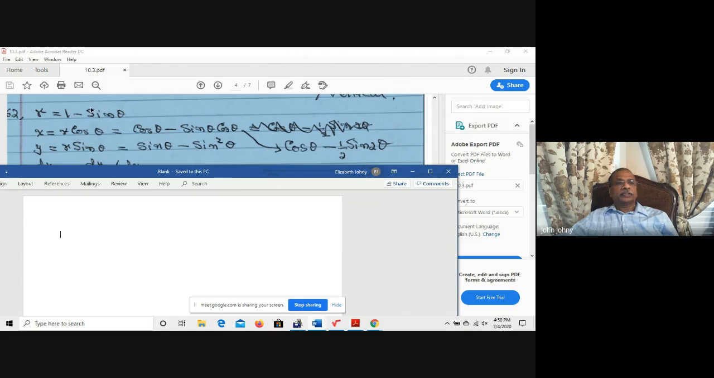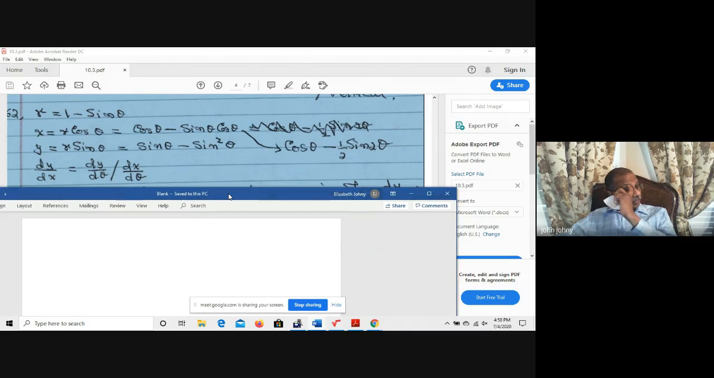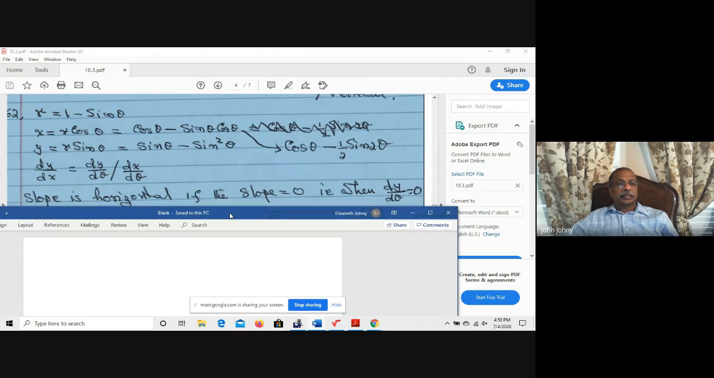y is equal to r sine theta, that is 1 minus sine theta times sine theta, that is sine theta minus sine square theta. dy over dx is equal to dy over d theta divided by dx over d theta. The tangent line is horizontal. I wrote slope there. That's wrong. The tangent line is horizontal if the slope is 0. That is if the numerator is 0. That is if dy over d theta is 0.